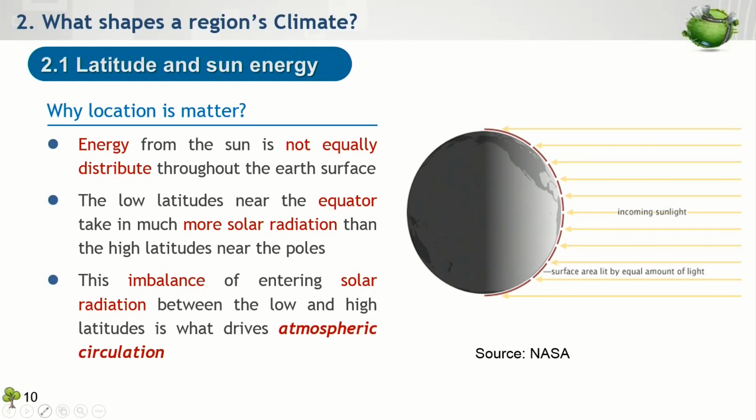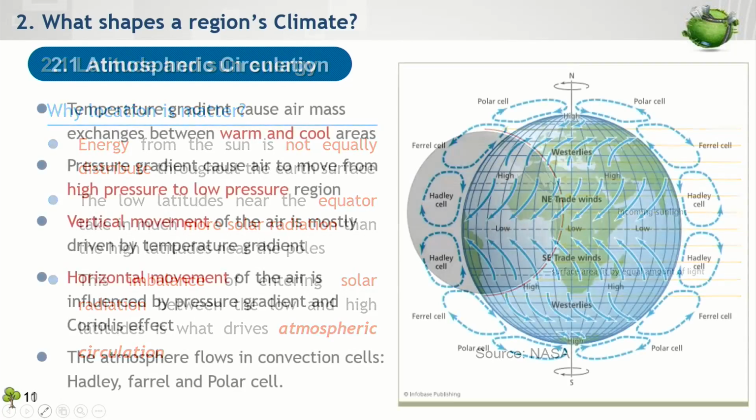And the last reason is the polar regions are often covered with ice and snow, which has very high albedo, so it reflects most of the incoming solar energy back into the atmosphere, leaving very little energy on the ground. So these three factors are the main cause that led to the imbalance of heat energy between the low and high latitudes of the Earth, and it is what drives the atmospheric circulation that influences the regional climate patterns.